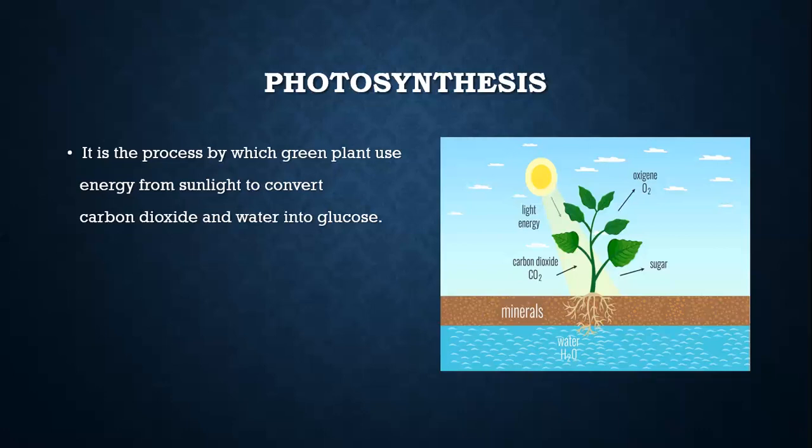Here you can see the definition of photosynthesis. It is the process by which green plants use energy from sunlight to convert carbon dioxide and water into glucose. In this process, oxygen gas is released as a byproduct.